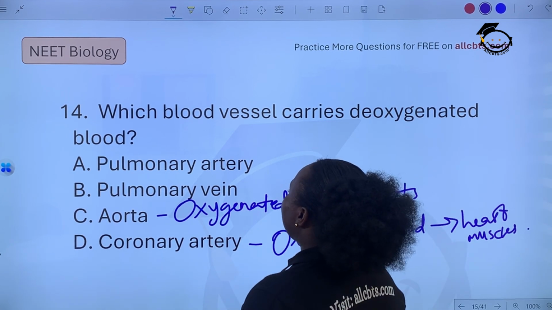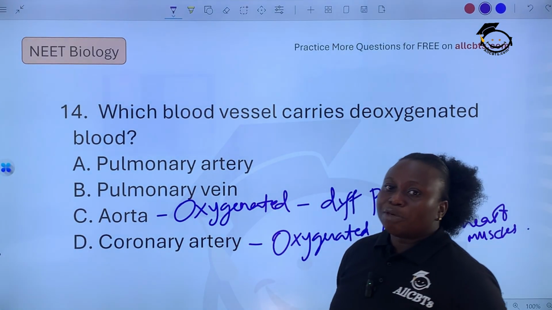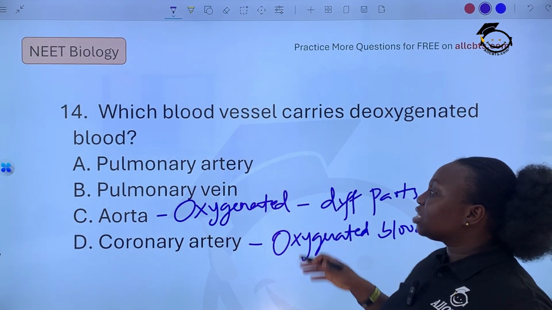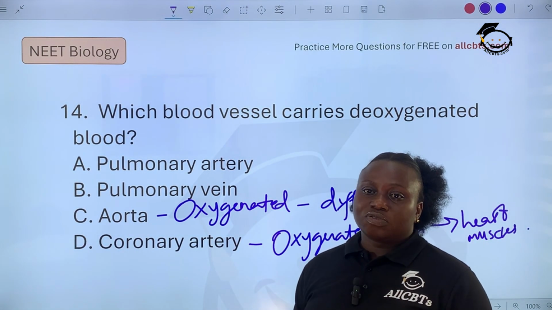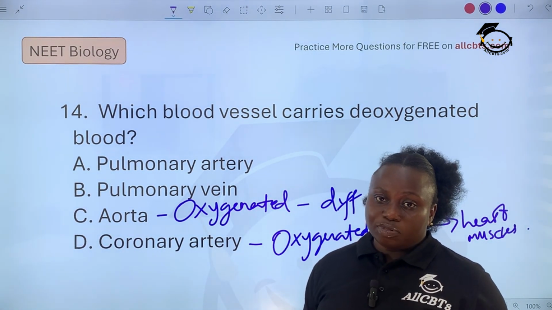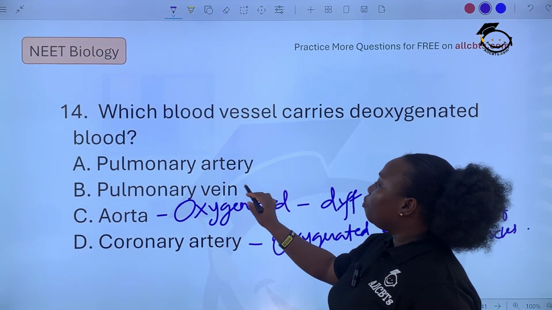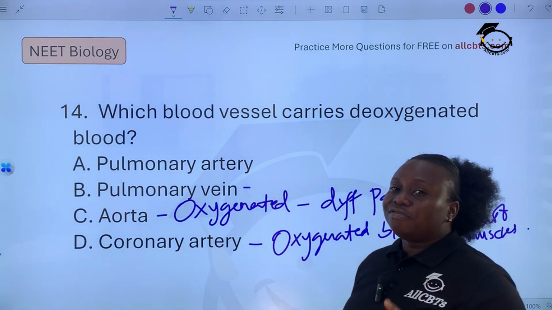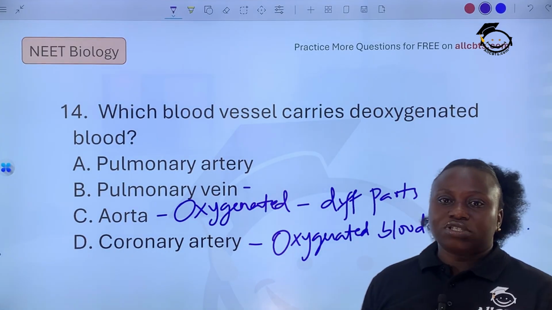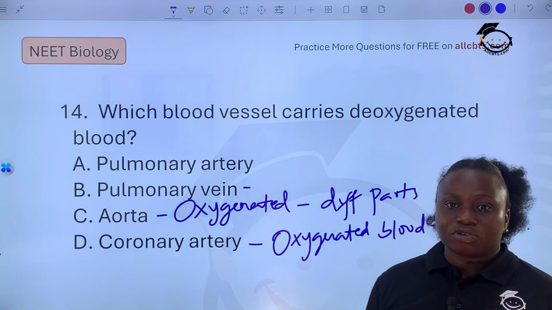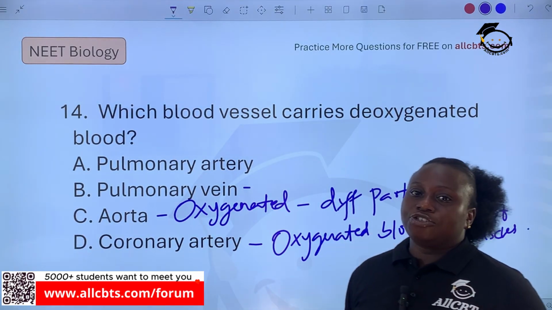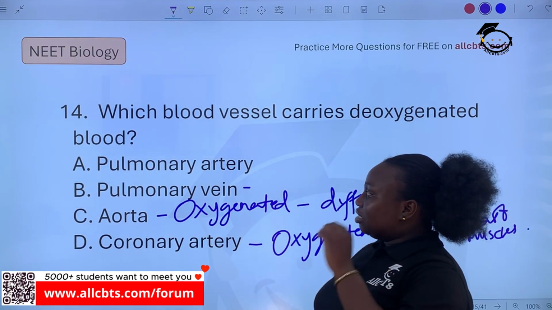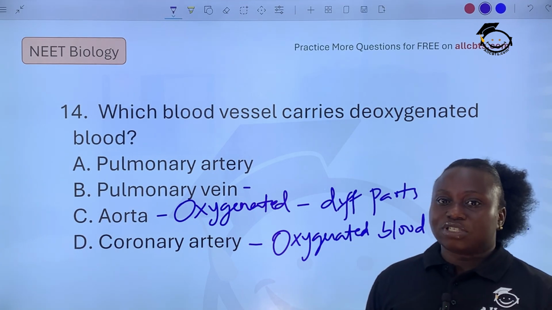Then we have the pulmonary vein. Now some of you might make a mistake, because you know that artery is meant to carry oxygenated blood, vein is meant to carry deoxygenated blood. But note that the pulmonary vein is the only vein that carries oxygenated blood. The remaining ones carry deoxygenated blood, while the pulmonary artery is the only artery that carries deoxygenated blood instead of oxygenated blood.